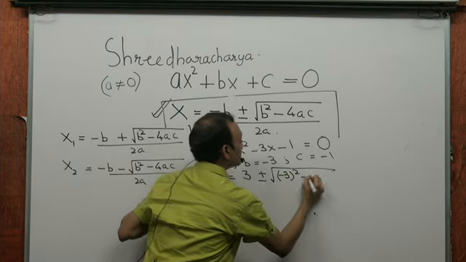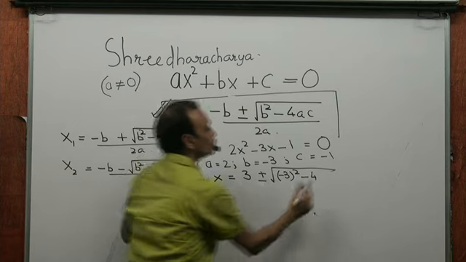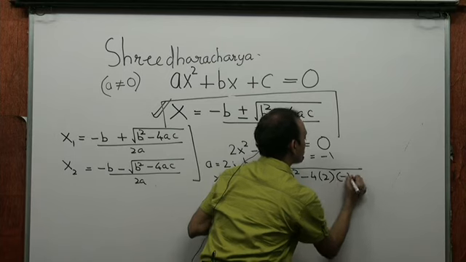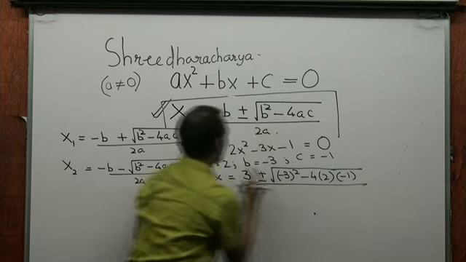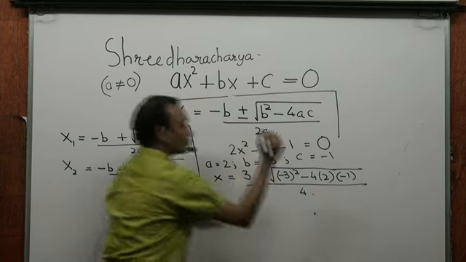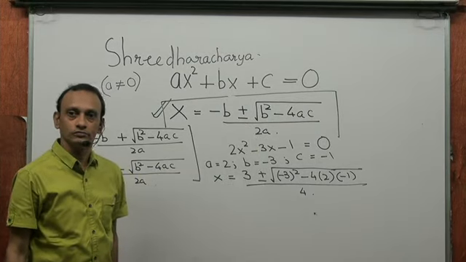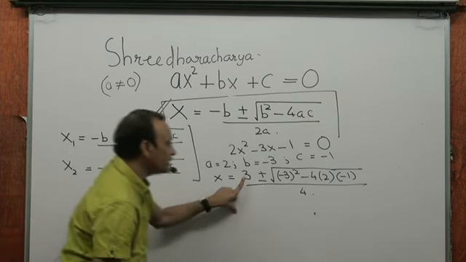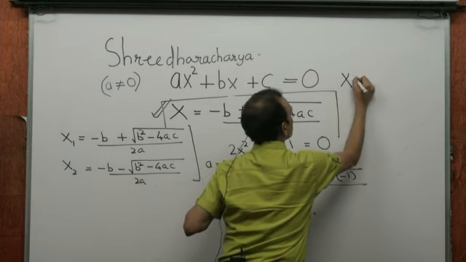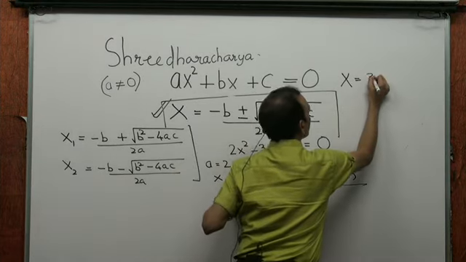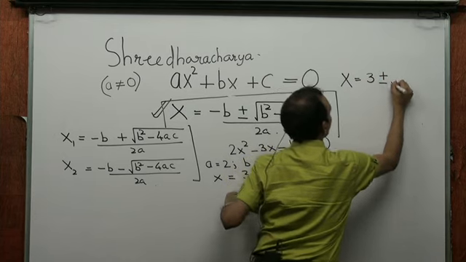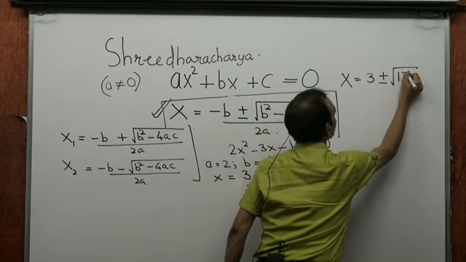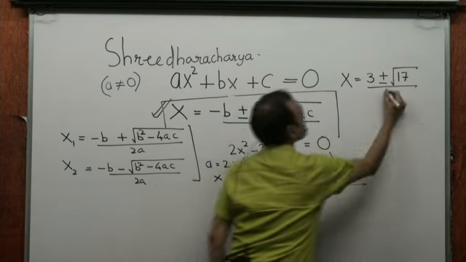minus 4 times a. A is 2, into c, which is minus 1, divided by 2a. 2a means 4. Yes or no? Do you all understand this? So this would reduce to, very clearly if you solve this, this will turn out to be x equal to 3 plus minus root. This is 9 plus 8, which is 17 by 2a, which is 4.